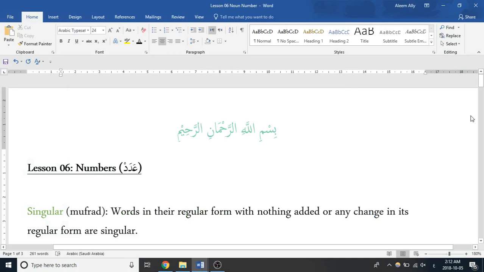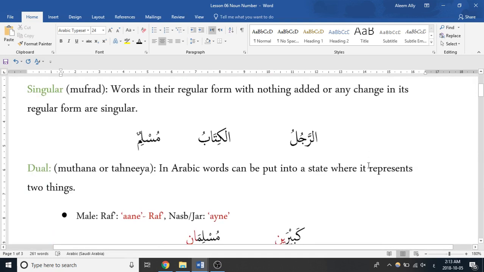Today we're going to hop into numbers. Not numbers like 1, 2, 3, 4, 5, 6, but rather numbers when they're applied to nouns. As we know, there are 4 properties with nouns: definiteness, gender, number, and status. We've covered 3 of those so far, so now we're going to delve into the final one before we start looking at phrases.